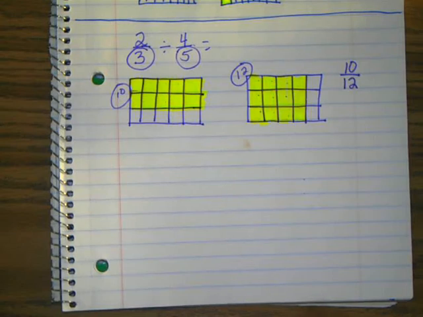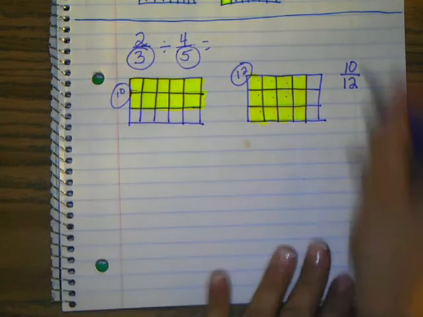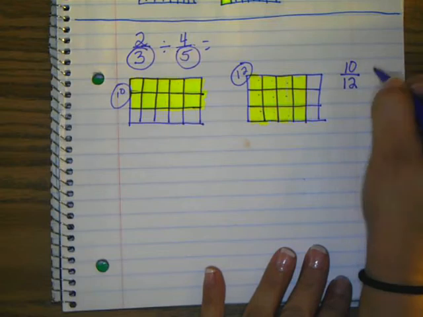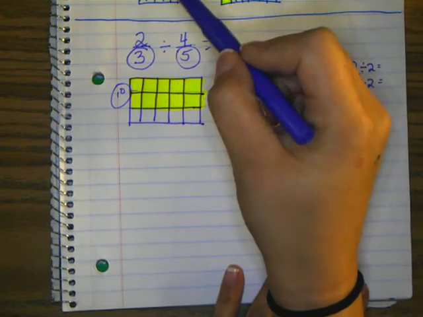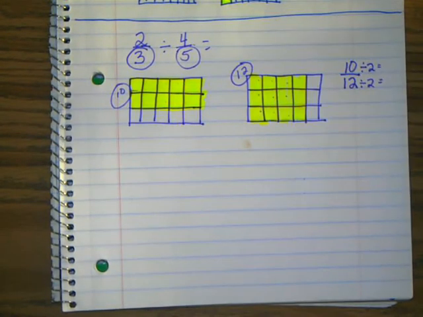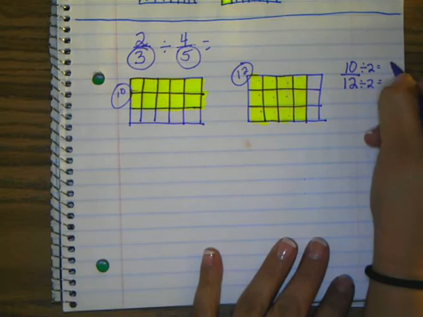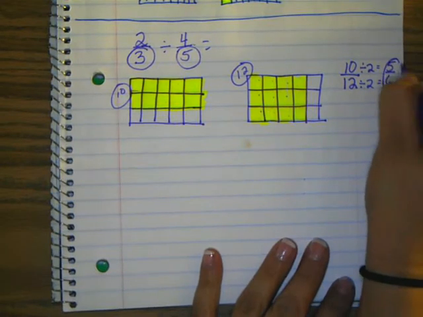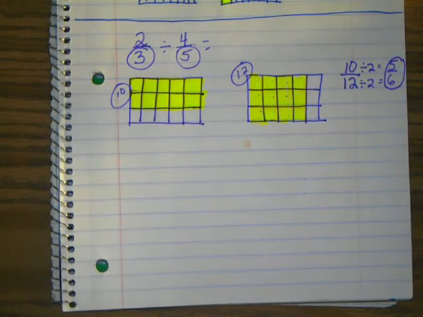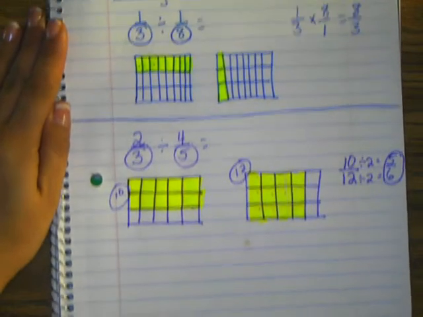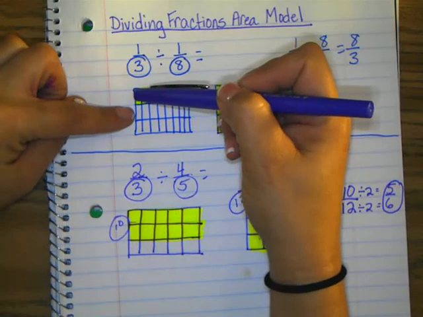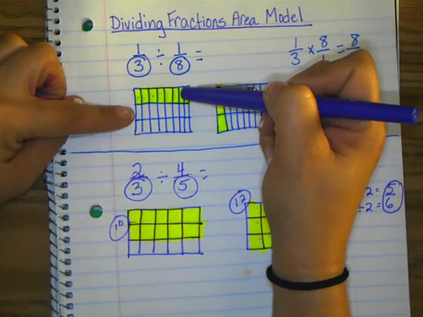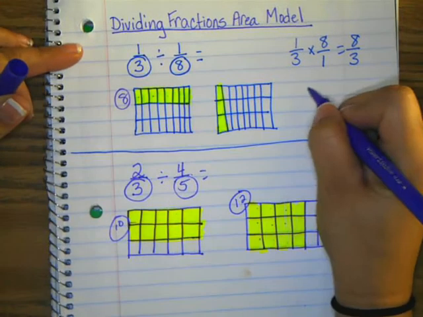Okay. Now to find my answer, I'm going to count how many are shaded. In the first one, I have 1, 2, 3, 4, 5, 6, 7, 8, 9, 10. In the second one, I have 1, 2, 3, 4, 5, 6, 7, 8, 9, 10, 11, 12 shaded. So the first one is my numerator, which is 10. The second one is my denominator, which is 12.